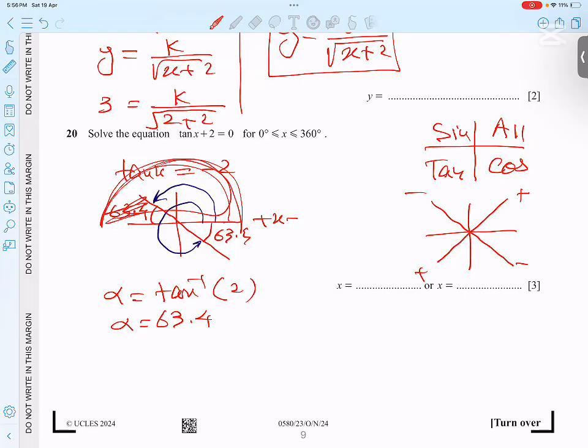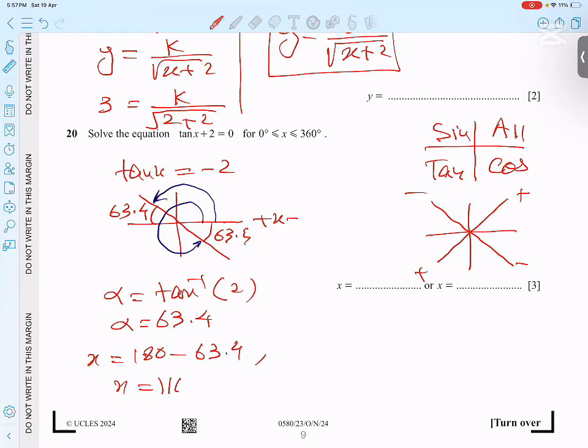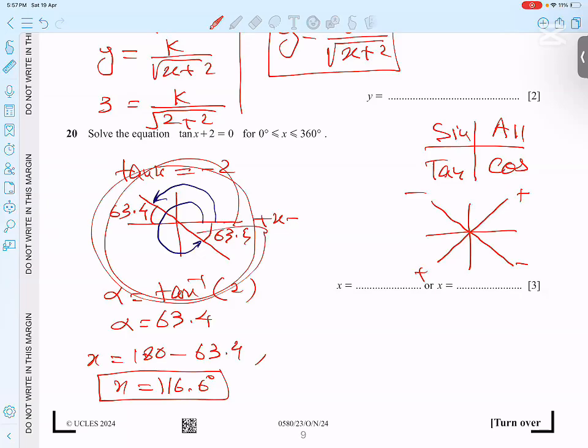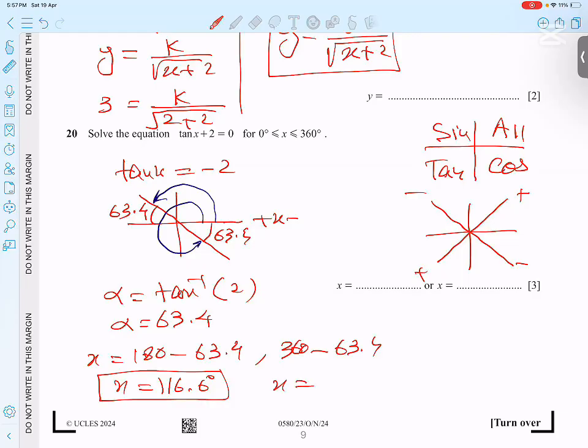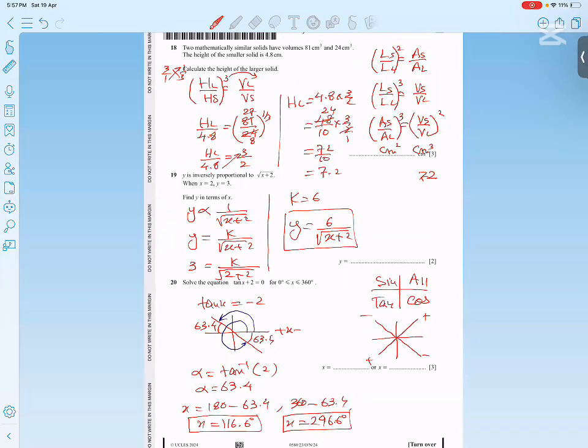Out of 180, this part I don't need. So subtract: x equals 180 minus 63.4. If I subtract, I get my answer 116.6. That is the first answer. And the second is from here till here, full 360 degrees, but this part I don't need. So 360 minus 63.4. If I subtract, students, what happened? We get 296.6 degrees. I believe the point is very clear and we have done it. These 3 questions are all done. Let's go for the next.